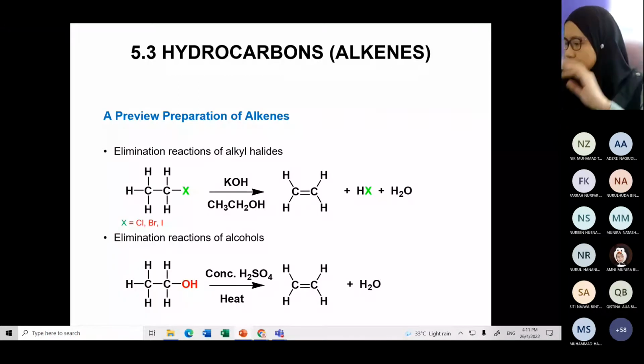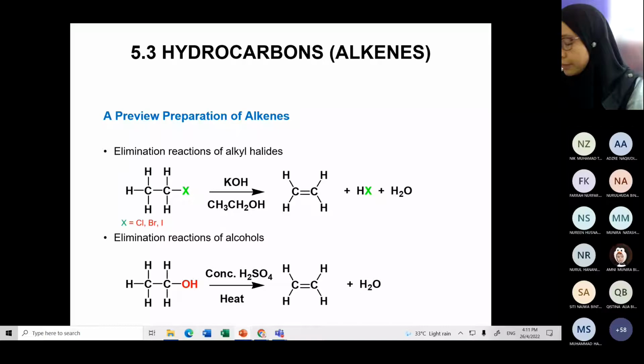To prepare alkenes, there are a few ways that we could use. One is by elimination reaction of alkyl halide. So we have these haloalkanes or alkyl halides, where we have a halogen in the compound. We use KOH, potassium hydroxide, the alkaline solution in ethanol. These are the conditions that you have to memorize.